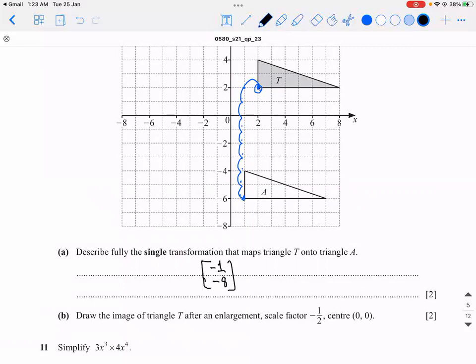So how will we describe this? It is a translation with column vector. If you are only writing translation, you are only eligible for 1 mark. And if you precisely write the column vector, again you are eligible for 1 mark. So altogether, you will get 2 marks for this. Okay, so please remember this.